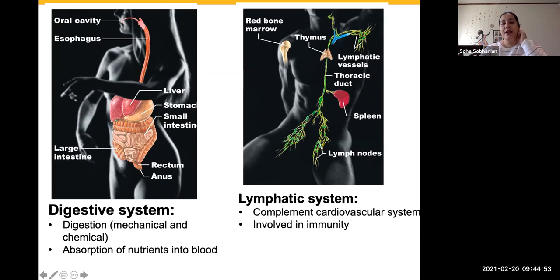So as it mentioned here, the lymphatic system is basically involved in immunity, and it's also complementing your cardiovascular system in terms of fluid balance. We're not going to touch upon this. I don't actually cover the lymphatic system as part of our anatomy lectures because it is almost universally physiology rather than anatomy. So you probably won't hear about the lymphatic system again.